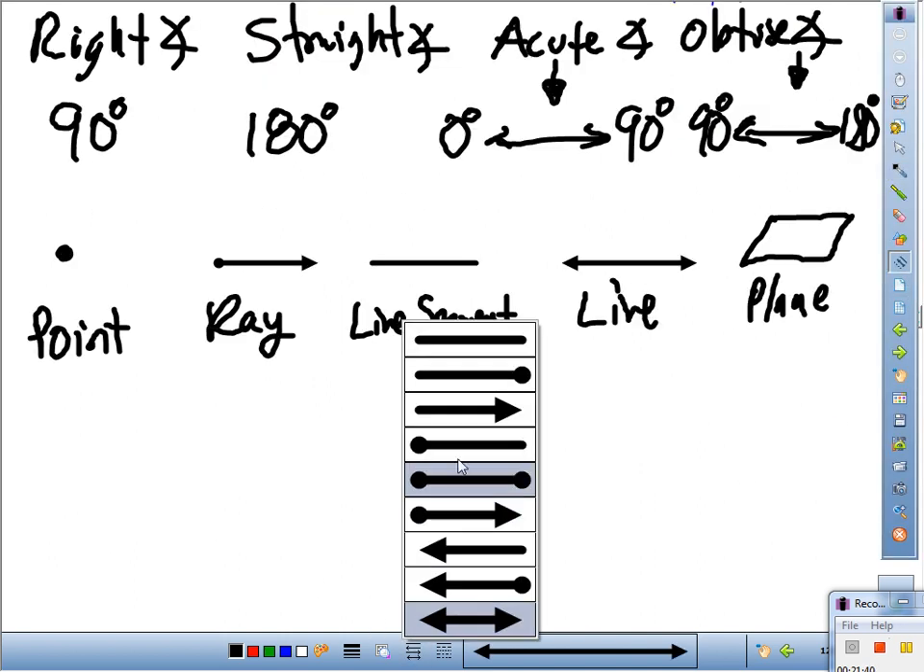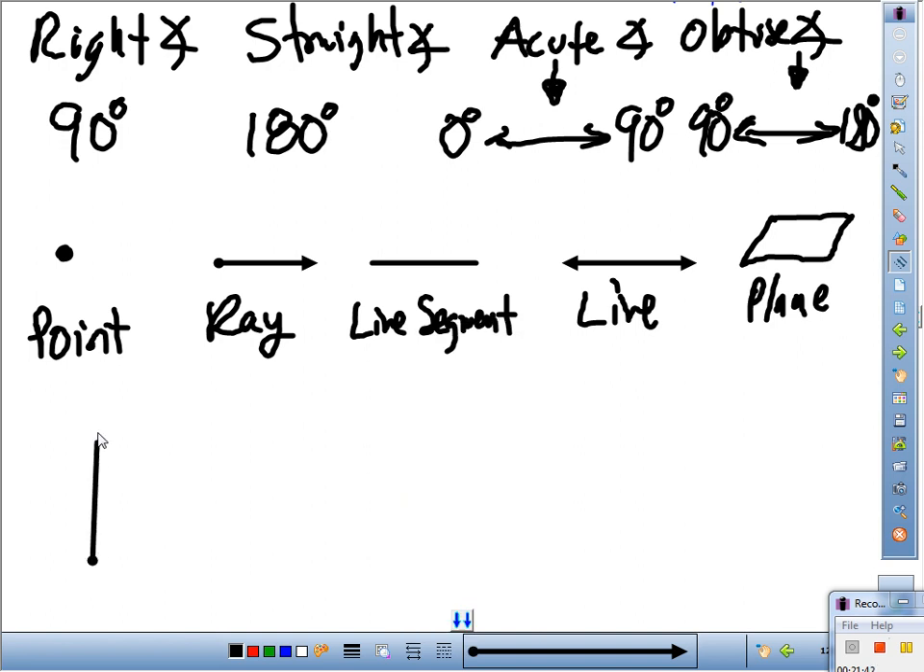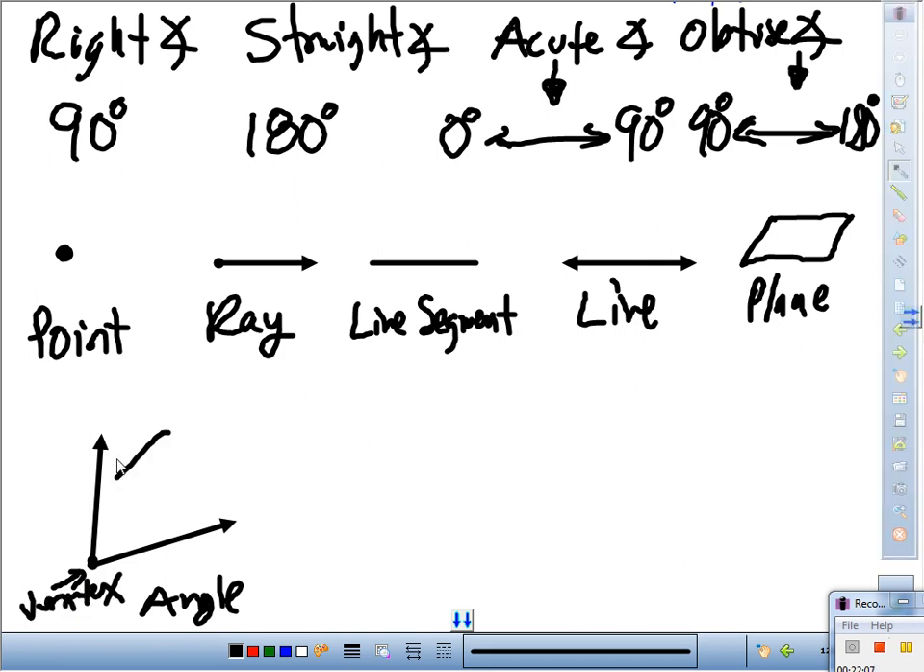And lastly, let's see. What did I just sketch? A ray. Now what do I have? It's an angle, right? So, angle. However, an angle has a beginning point, and that's called the vertex. And these are called the sides, and I'm also going to label them legs.